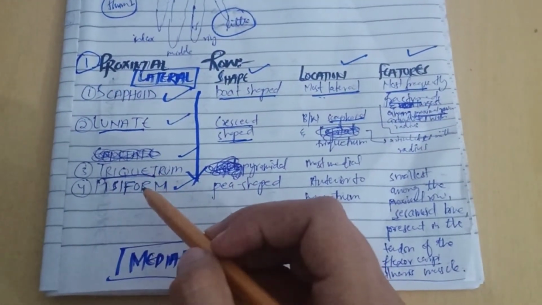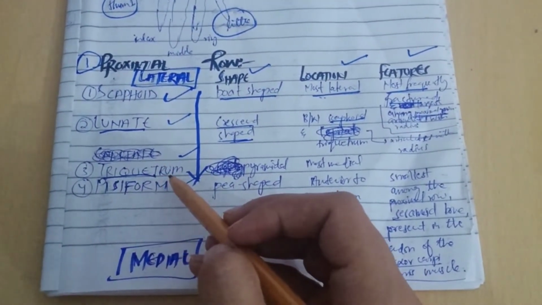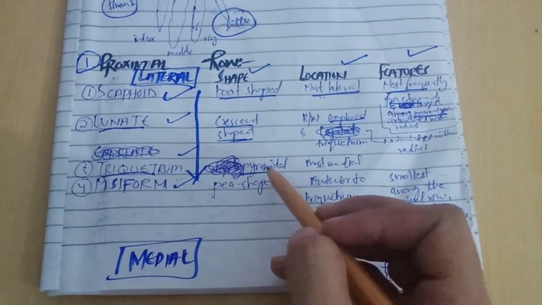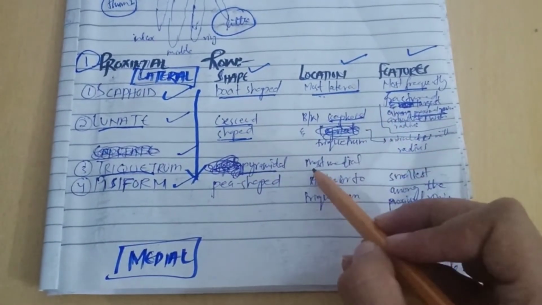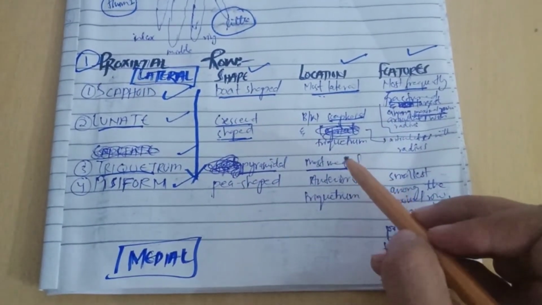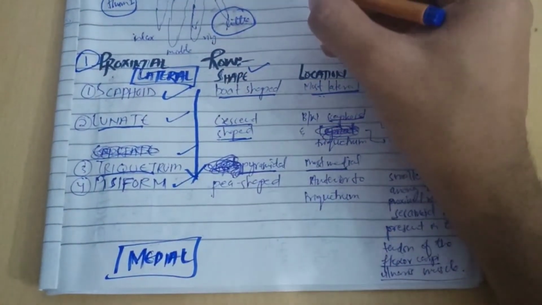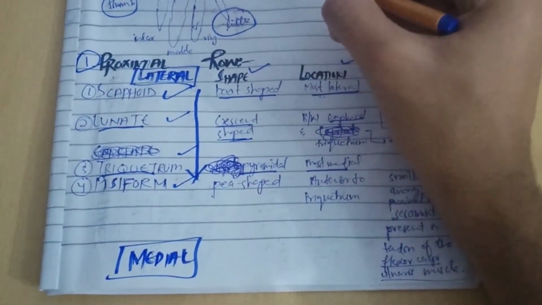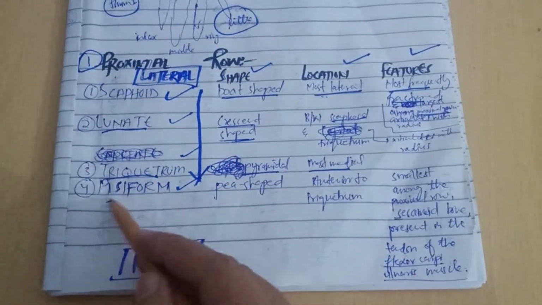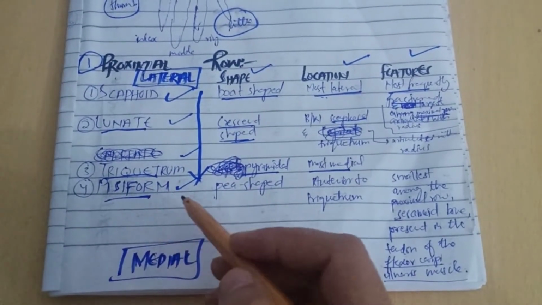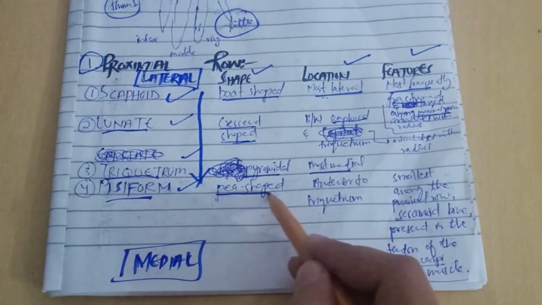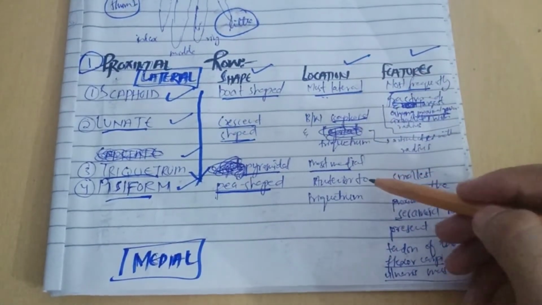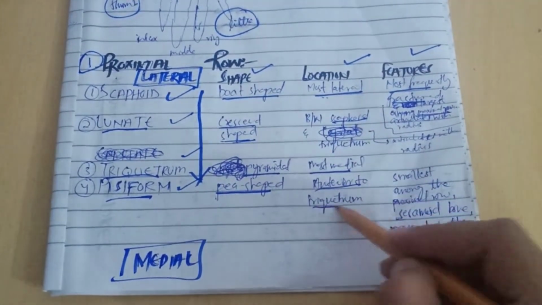The third carpal bone in the proximal row is the triquetrum. The triquetrum is a pyramidal shaped bone, and its location is the most medial. The fourth bone is the pisiform bone. The pisiform is a pea-shaped bone, and its location is anterior to the triquetrum.